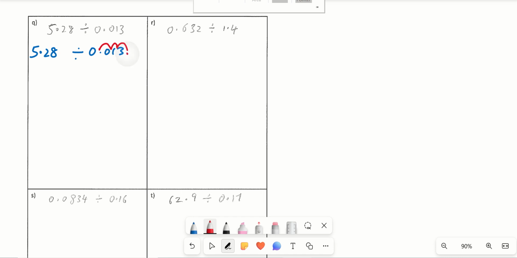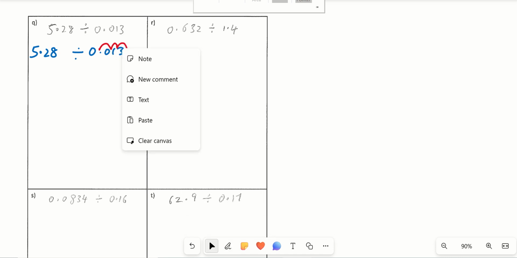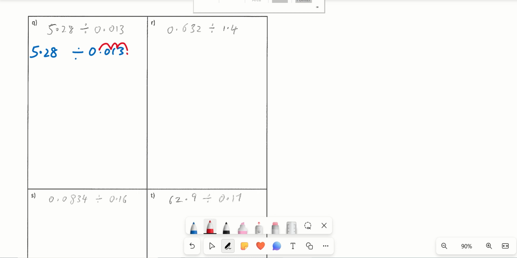So the decimal point has to be moved 3 positions to the right. So we have to do the same to the dividend by moving the decimal point 3 places to the right. So it goes 1, 2, 3. So this is a new position, and we have to fill the empty spot with a 0. So what we have here now is similar to 5280 divided by 13.